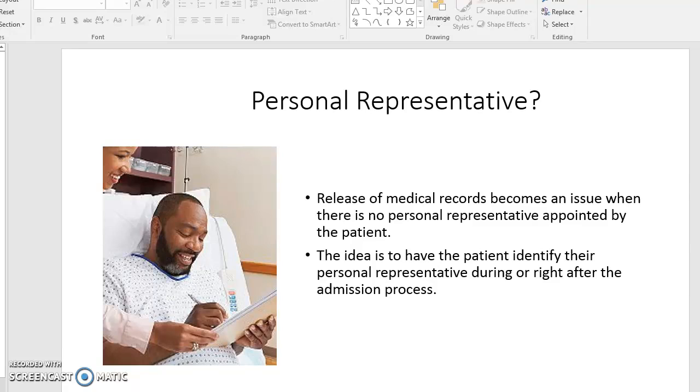Personal representatives. Release of medical records becomes an issue when there is no personal representative appointed by the patient. The idea is to have the patient identify the personal representative during or right after the admission process.